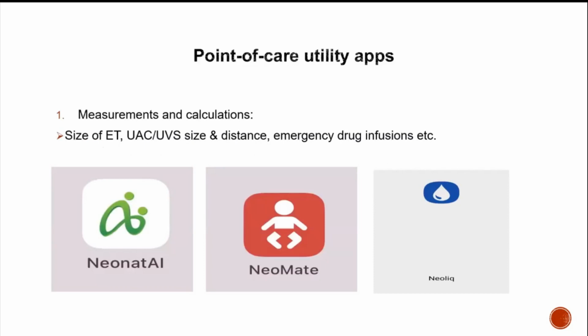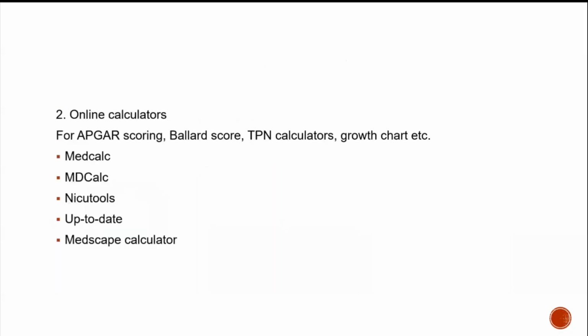So moving ahead, for the measurements and calculations, we have the neonatal AI, Neomate, Neolic. So this includes the size of the ET, UAC, UVC size, distance, emergency drug infusions. Then we have the online calculators for Apgar scoring, Ballard score, TPN calculators, and the growth charts. A few of the apps include MedCalc, then we have MDCalc, NICU tools, UpToDate, Medscape calculator, amongst the few.